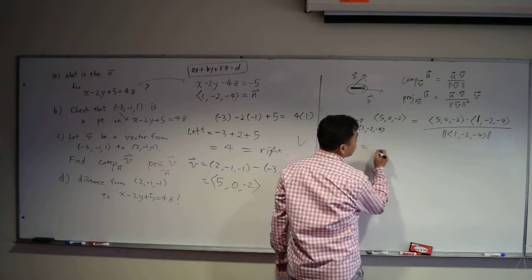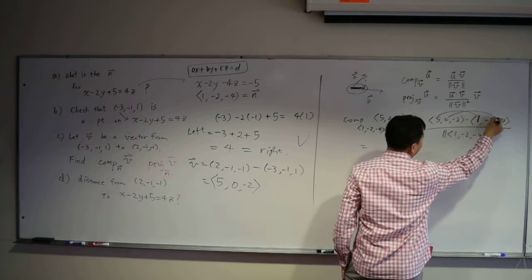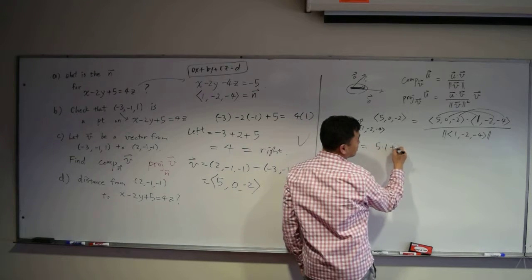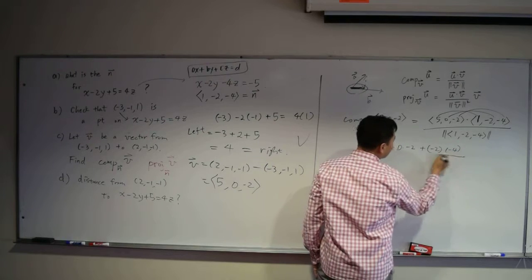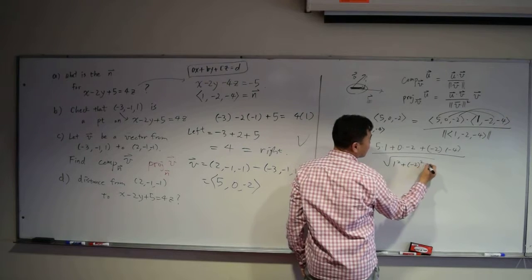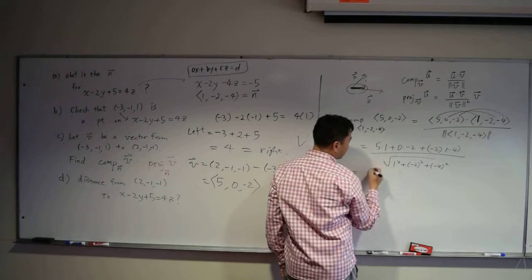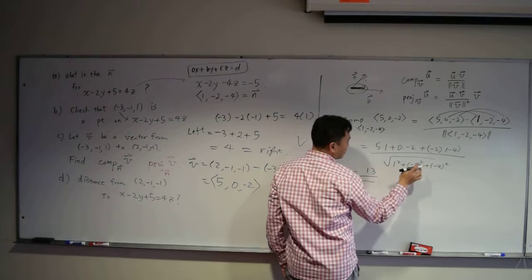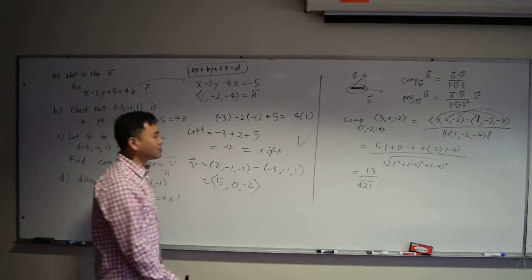All right, so you have dot product, which is pairwise multiplication, and you have to add. That's what dot product is. 5 times 1 plus 0 times negative 2, plus negative 2 times negative 4. Magnitude is square root of the squares added together. That's 5 and 8, so that's 13. And the bottom, it's 16, it's 21. So that's the component.